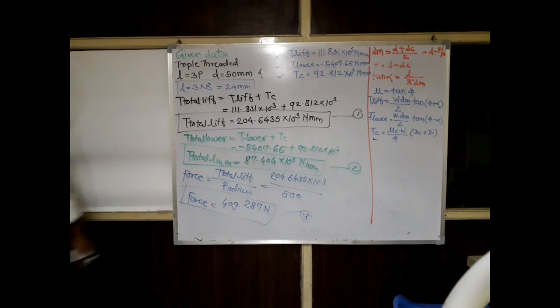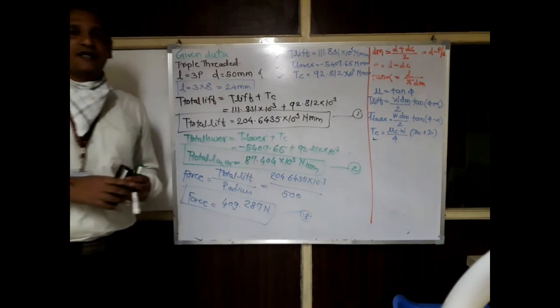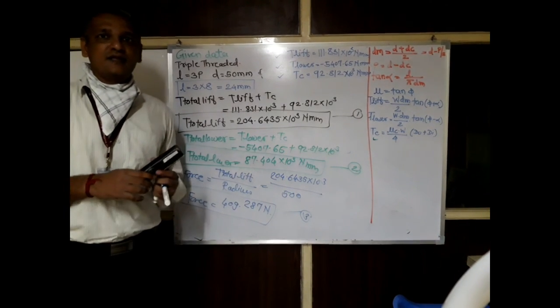That means T total lift, T total lower and the force required at the end of the hand wheel. Now this is the entire solution of the problem. This will be asked for 16 marks in the examination.